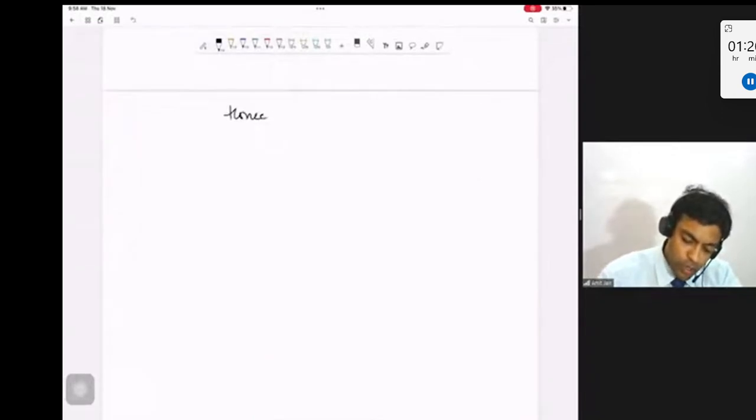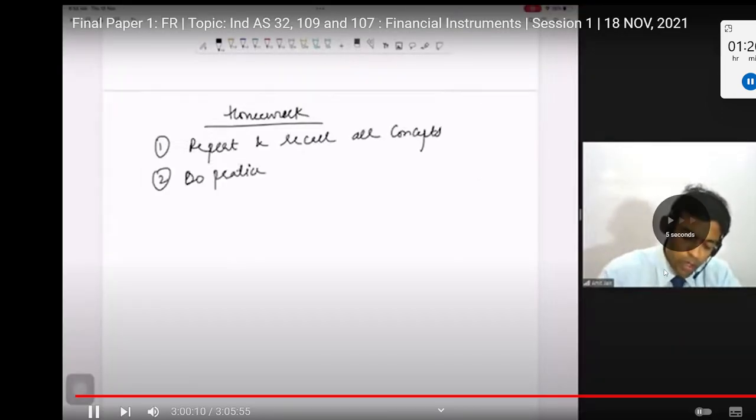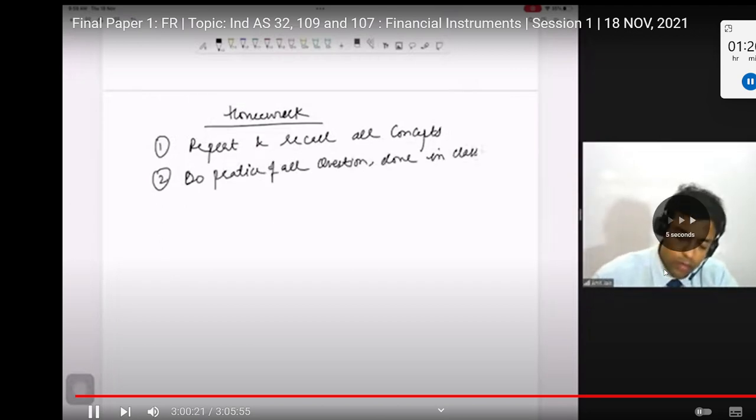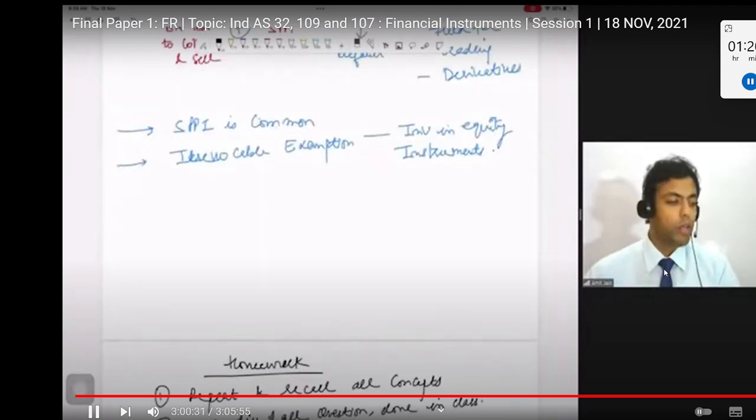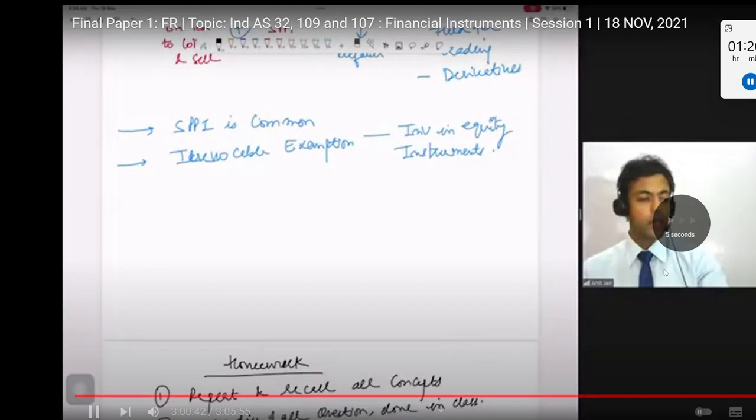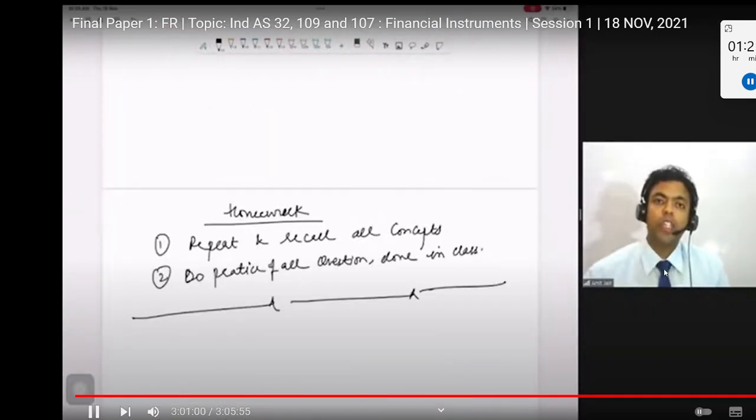Homework: do practice of all concepts. I will share with ISI, and nobody has reverted back to me whether you guys have got my notes of previous. We will continue our session on financial instruments. Thank you so much.